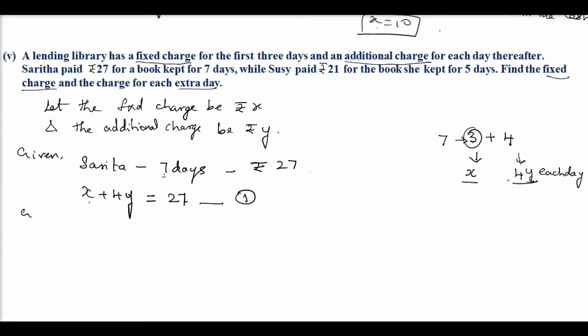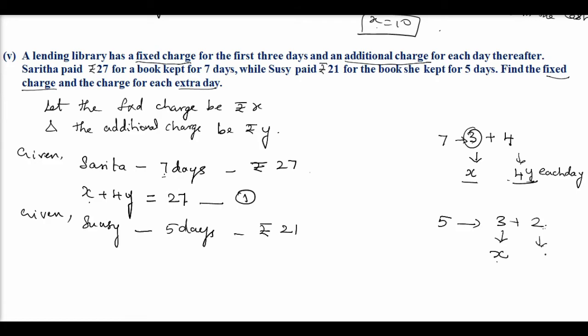Now the second condition given is that Susie had the book for 5 days and she paid rupees 21. So this 5 can be split up as 3 plus 2 because we fix a charge for 3 days. So for 3 days she pays X rupees, and for 2 days she pays the additional charge Y for each day. So totally she pays 2Y rupees for 2 days. So now she pays totally X plus 2Y rupees, and that's given as 21 rupees. This is our second equation. So this is how we frame the equations.